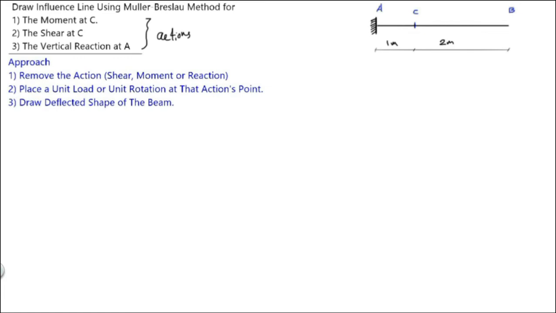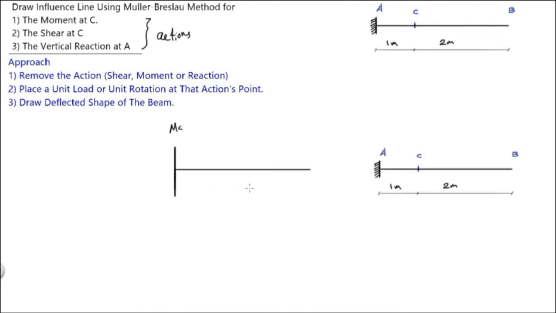Let's draw the influence line for this beam and see. So we need to draw the influence line for the moment at point C. As you see here, there is a fixed support here, and there is a free end here. If we remove the moment resistance here, this point will have a hinge support. Now we have to place a unit rotation since we are drawing for moment. So it's going to be like this.